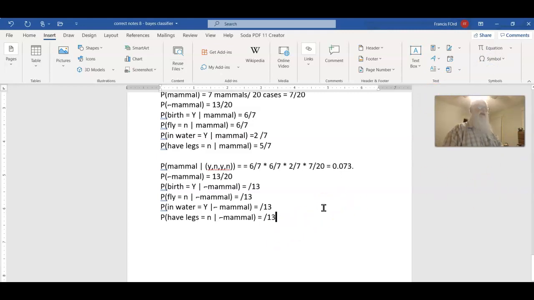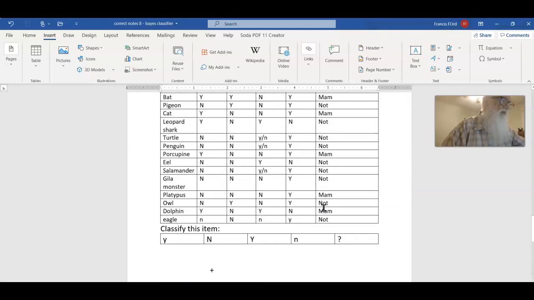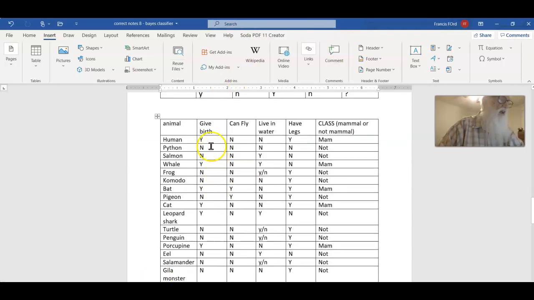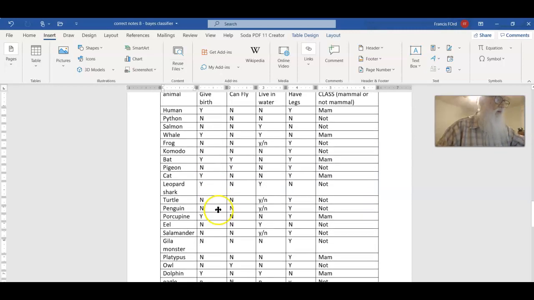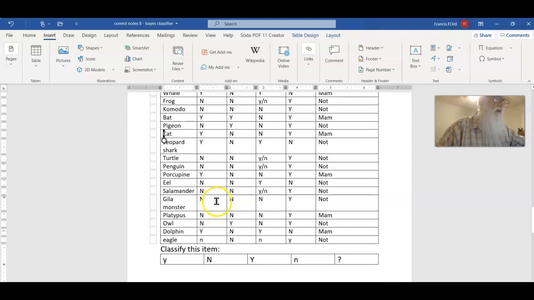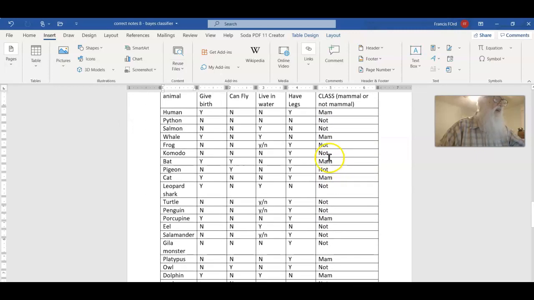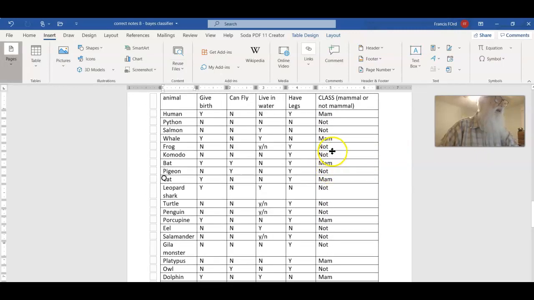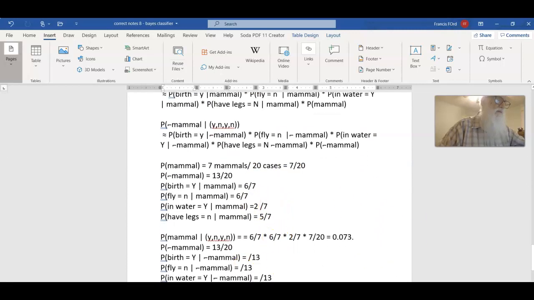All right, so let's look. For the 13 non-mammals, how many give birth? So let's go through. No, no, no, no, no. One so far. No, no. I count one. Maybe I'm wrong. I'll start again and look. None there, none there, none there. One there, the leopard shark. None there, none there, none there. I got 1 out of 13.